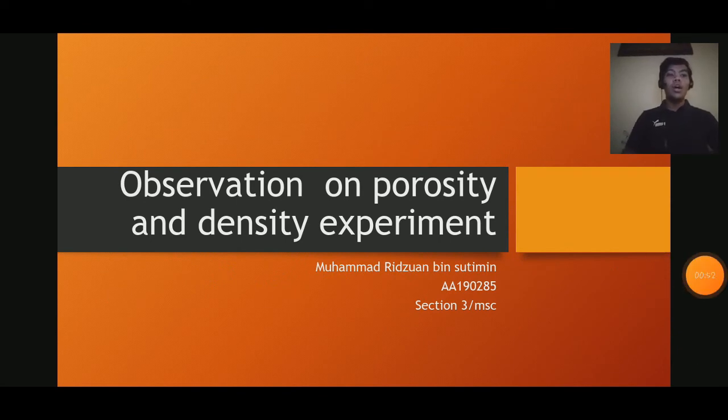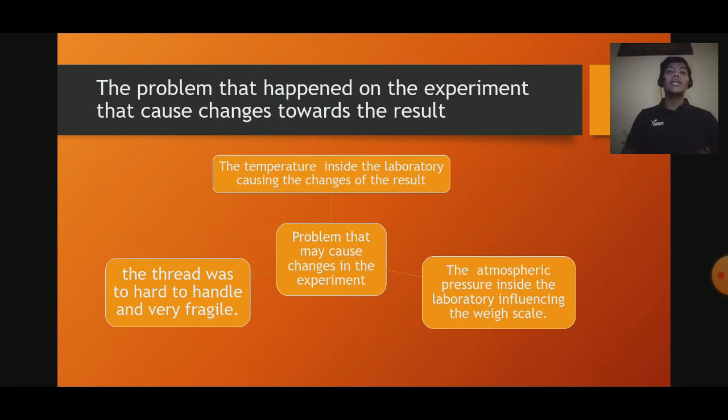Right now we will discuss the observation on the porosity and density experiment. There were several problems that happened in this experiment that caused problems toward the result. The first one is that the temperature inside the laboratory caused changes in the result. It happened when the temperature inside the laboratory was lower than outside, and it influenced the cooling process that happened on the specimen.